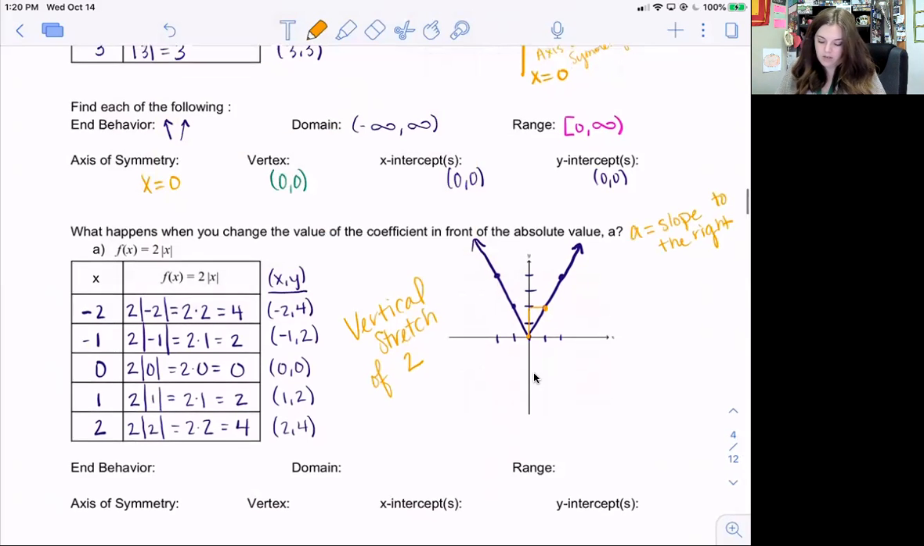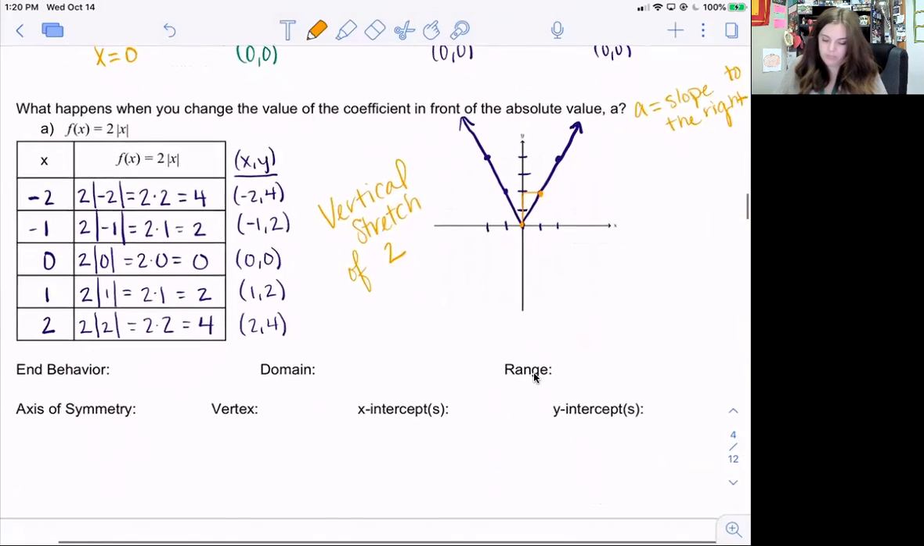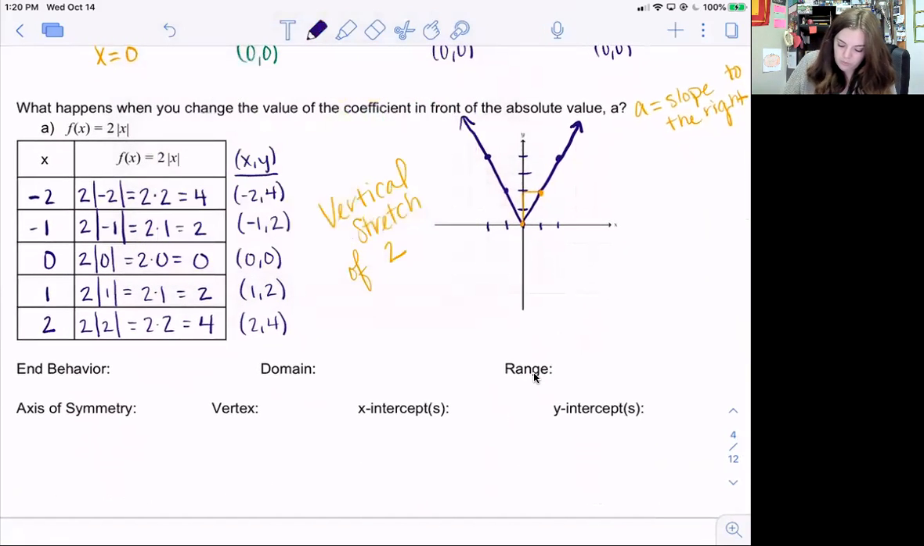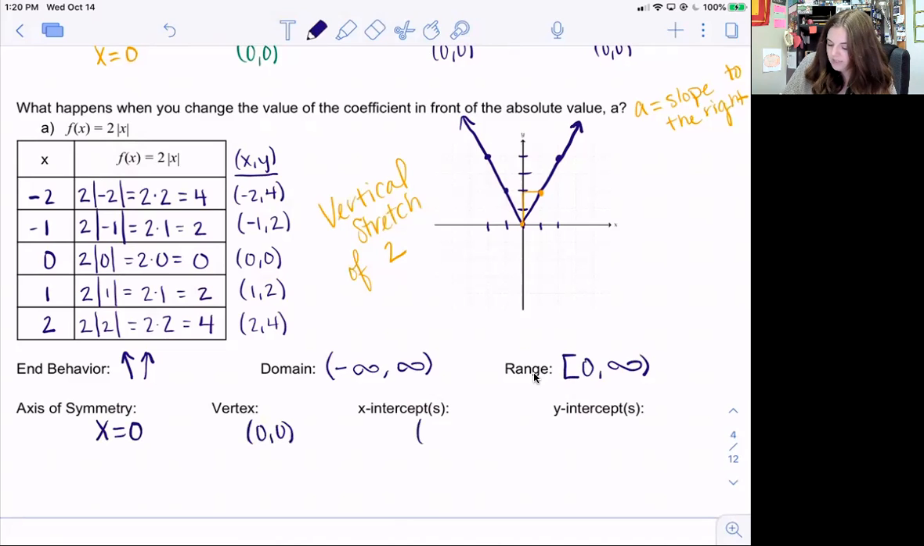All right, so let's go ahead and fill out the rest of this. For end behavior, we're still facing up, so we're going to have 2 up arrows. The domain of an absolute value function is always -infinity to positive infinity. For the range, our vertex is still on the x-axis, so 0 to infinity. Our axis of symmetry, the line that cuts the graph in half, is x equals 0 still. The vertex is still at the origin, which means our x-intercepts are still at the origin, as well as our y-intercept.